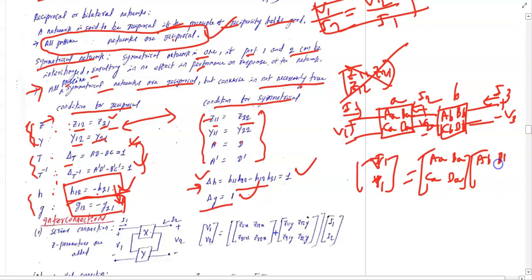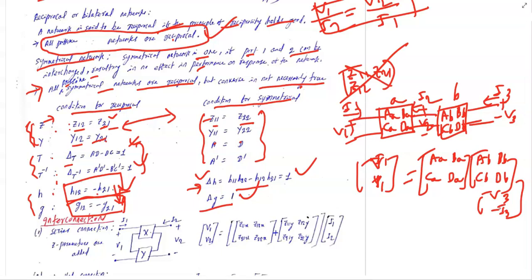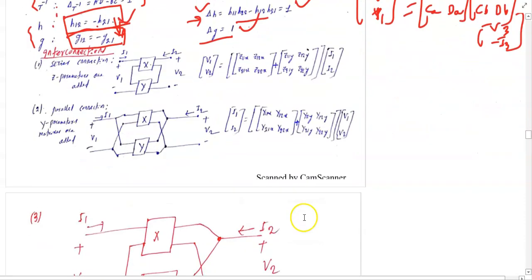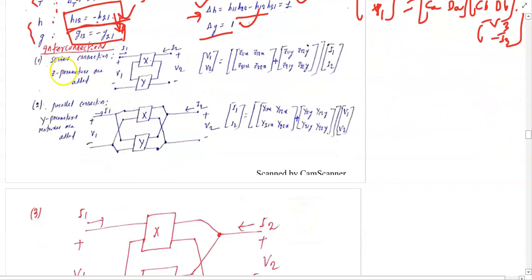AB, BB, CB, DB, and V3 minus I3. You can easily get it. That is, when the networks are connected in cascade, then individual transmission parameters are multiplied. Okay, so that is clear for the cascaded connection. Now come to the series connections.